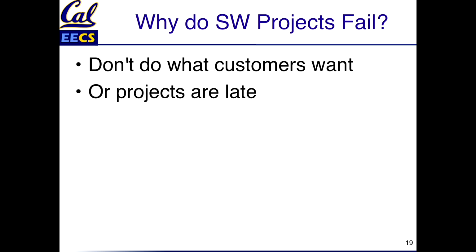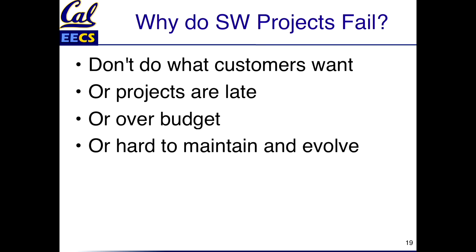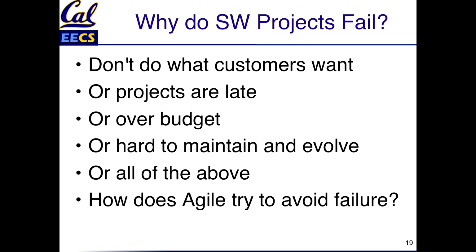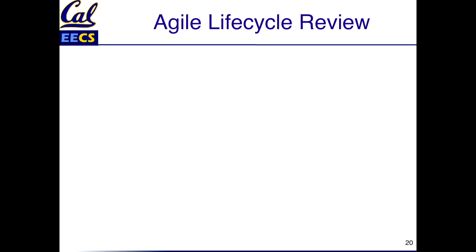Well, they don't do what customers want, or the projects are late, or they're over budget, or they're hard to maintain and evolve, or they're all of these, all of the above, right? So what is it about Agile that tries to avoid these failures that are so famous? So let's do a little review of Agile.